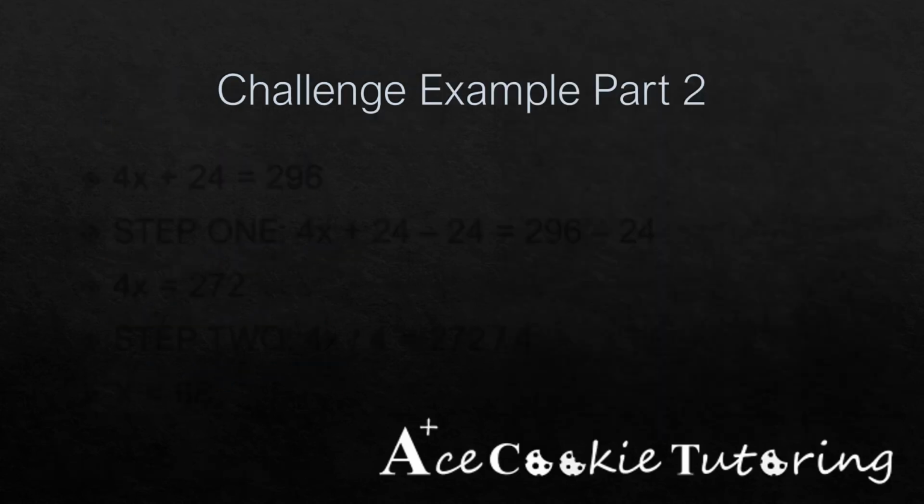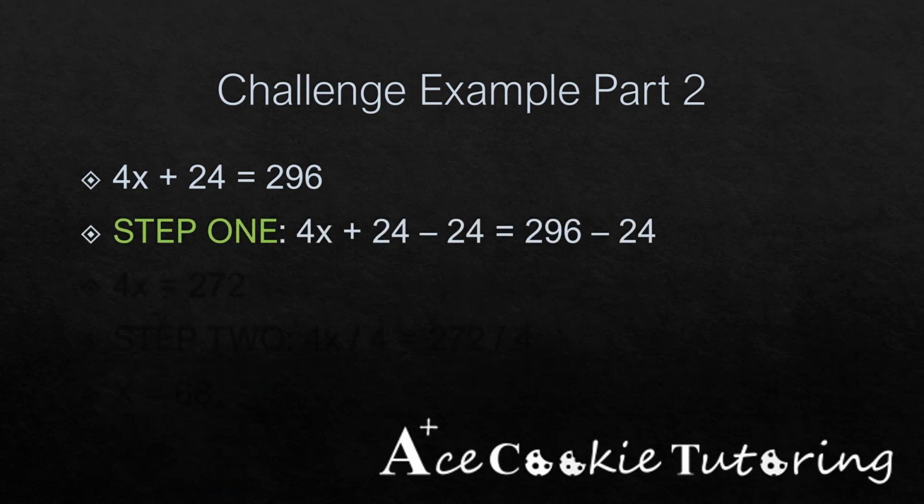So here we are back with our challenge example. So we left it at 4x plus 24 equals 296. So this is what we came up with after doing the distributive property in the previous slide. So if you're confused how we got here, I'd highly recommend rewinding the video a little bit and figuring out where these numbers came from.